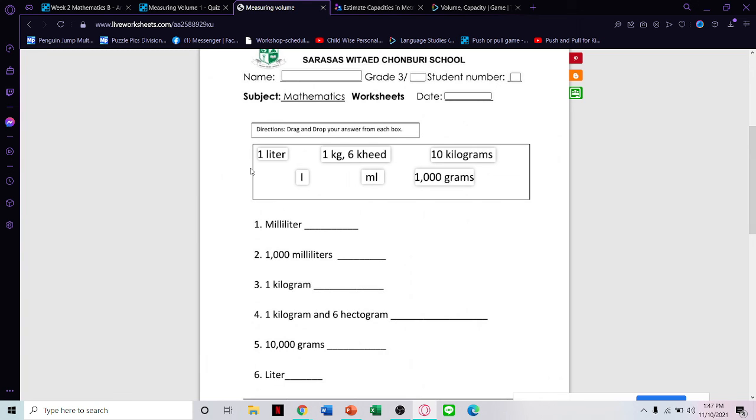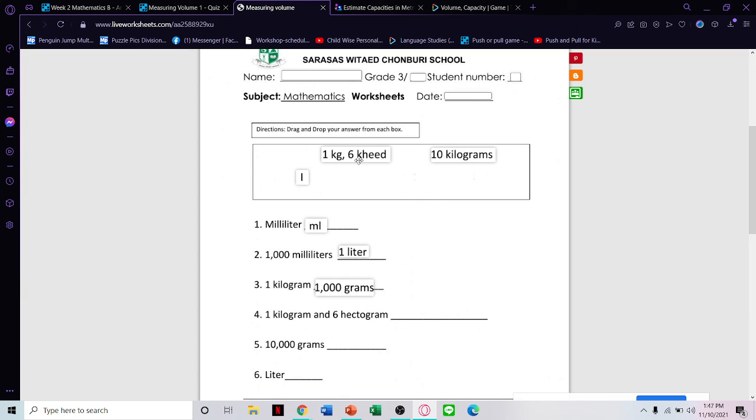Now let us do our live worksheet. You just have to drag this. Milliliter, how do we write milliliter? Milliliter is written as ml. 1000 milliliters is equal to 1 liter. 1 kilogram is equal to 1000 grams.